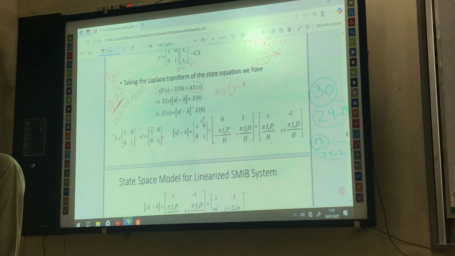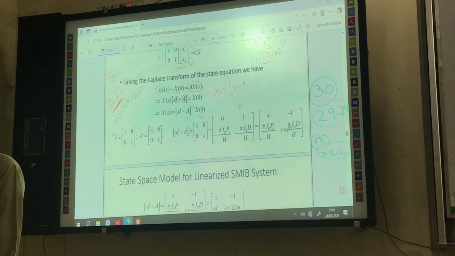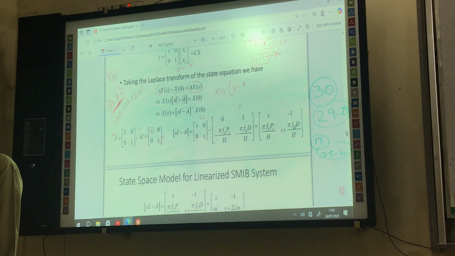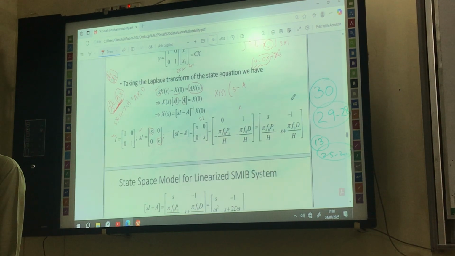So this is sI minus A. Okay. So if you do the subtraction, you will get s. Here you will get minus 1. So 0 minus will be plus. It will be pi f naught Ts over H. For this term, it will be s plus this term. Okay. So do you have any confusion here? Alright. We can move forward.